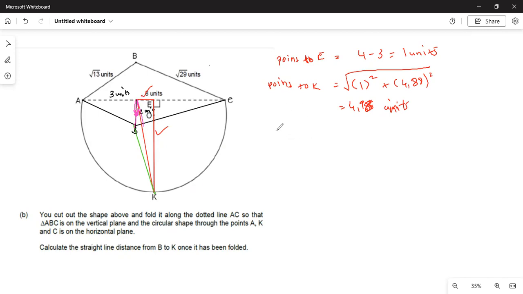So from B to K, since it's our hypotenuse, would be from B to this point over there, which is 2 units, and from that point over there all the way up to K, which we calculated previously, is 4.98, squared. Let me write my 4.98 correctly there so you can clearly see it. Okay, and we will calculate the length of BK as 5.37 units.